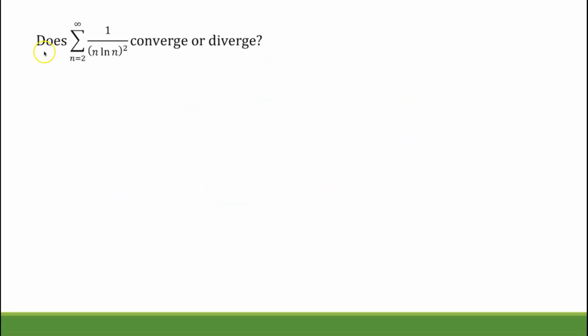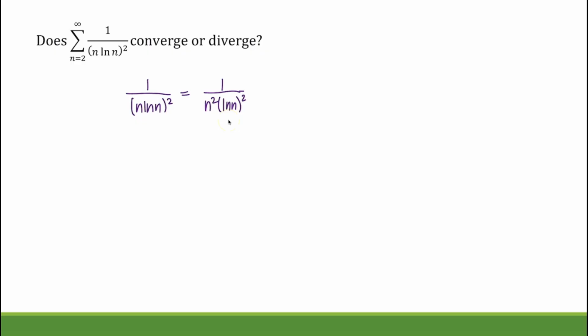In this example, we want to know, does the sum of n equals 2 to infinity of 1 over the quantity n natural log of n, all squared, converge or diverge? So here, let's think about 1 over the quantity n natural log of n, squared. Well, that's equal to 1 over n squared times the quantity natural log of n, squared. So I can distribute the exponent because this is multiplication.